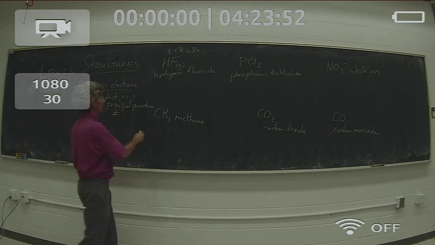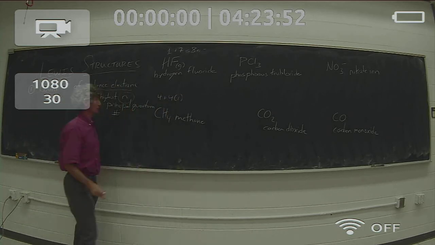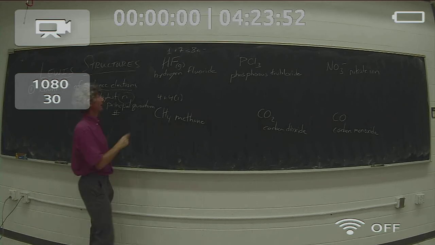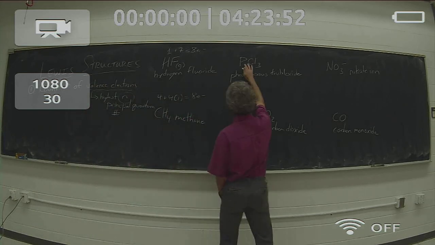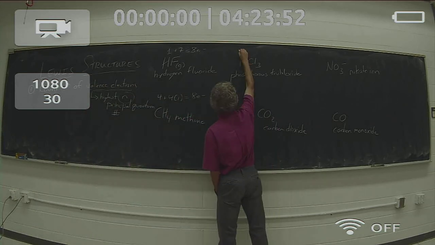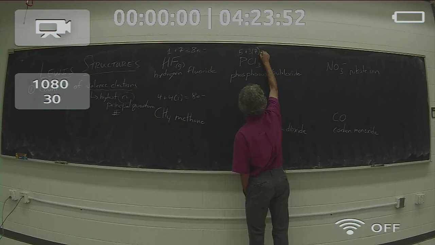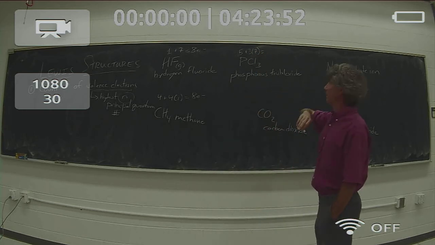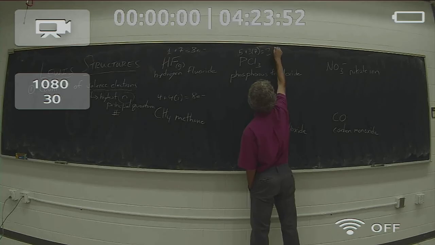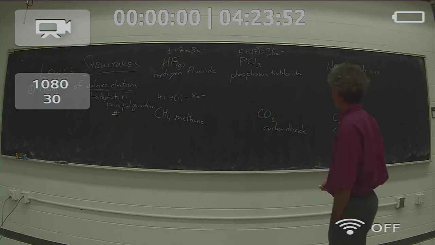We know that carbon has 4, and each of those 4 hydrogens has 1. So again, that one also has 8 valence electrons. We know that phosphorus has 5 valence electrons, and chlorine has 7. So there are a total of 26 valence electrons for phosphorus trichloride, PCl3.